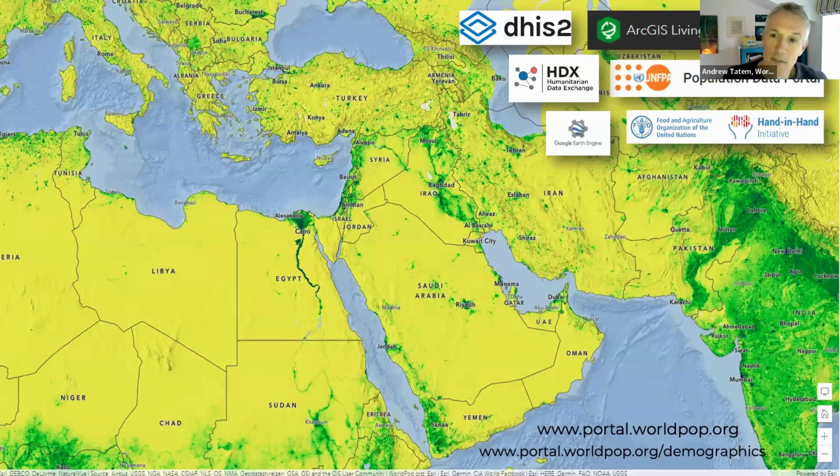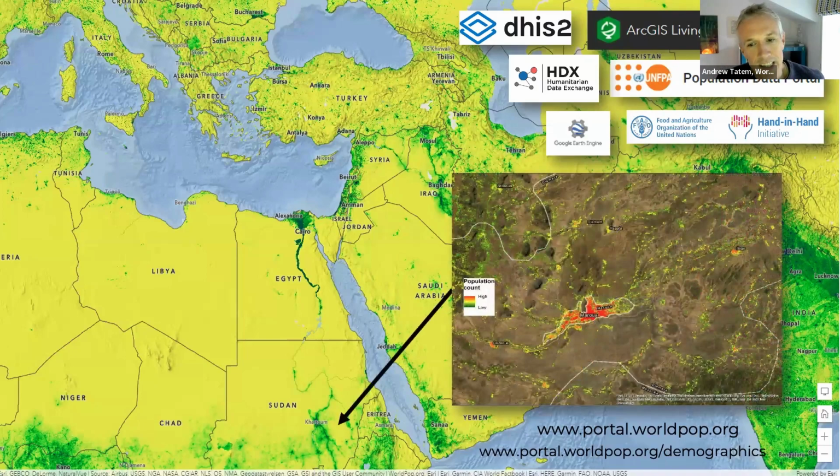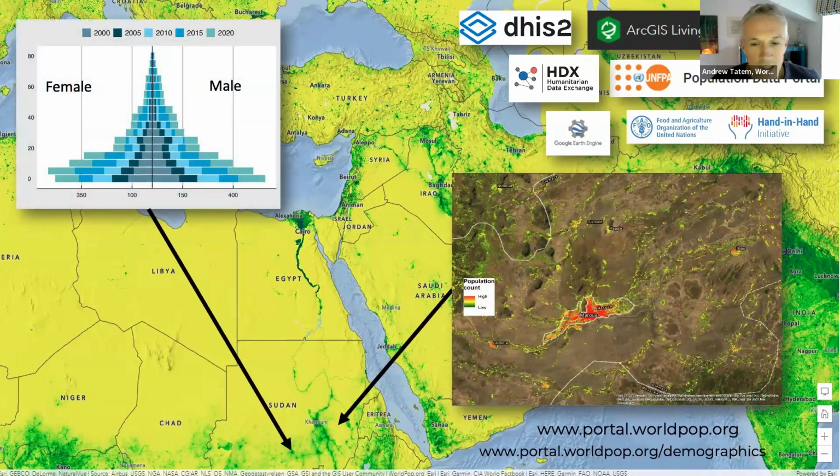So an estimate of the number of people per each 100 by 100 meter grid square. You can access these in ArcGIS, in the UNFPA population data portal, and the health information systems used by many governments, on HDX and Google Earth Engine. If we go to the next couple of slides, you see this is really what the data look like. You get for each grid square, that age and sex structure.